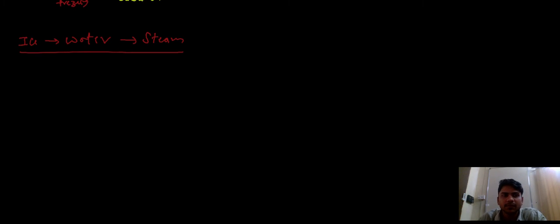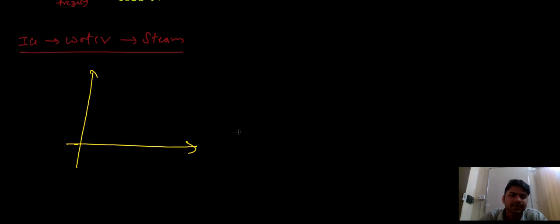So right now let's take an ice example. Ice is going to convert into water, and then it will be converted into steam in a gaseous state. So you have three states of H2O: ice, water, and steam. How will that be drawn, and what will the curve look like? So let's see.